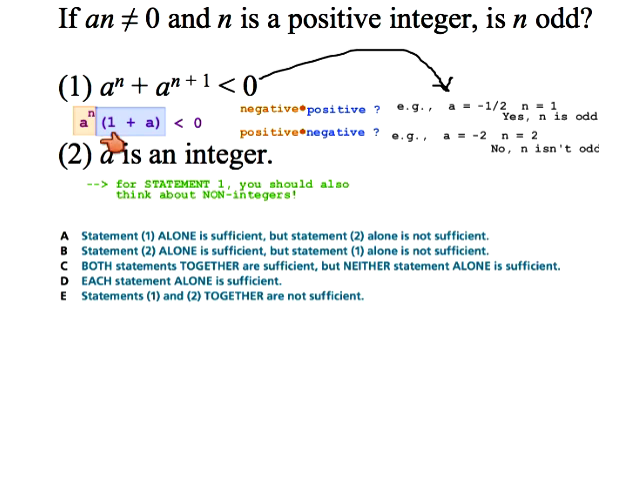The fact that these are called a to the n and 1 plus a is not even important here. It doesn't matter that they are 1 plus a and a to the n. It's the same thing as if they were x and y. And so then you can just figure it out like that.